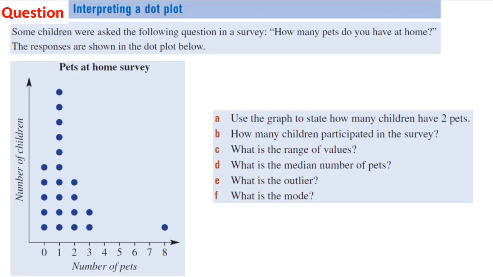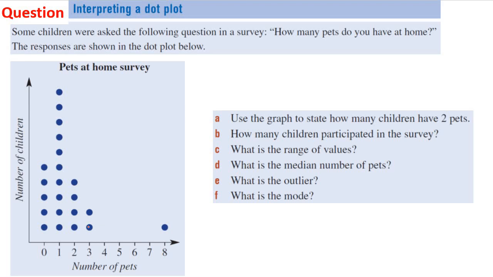Next we will consider some very different types of questions on bar or column graphs, as well as dot plots. Now the first one is a question on interpretation of a dot plot. Some children were asked the following question in a survey: how many pets do you have at home? The responses are shown in the dot plot. Now use the graph to state how many children have 2 pets.